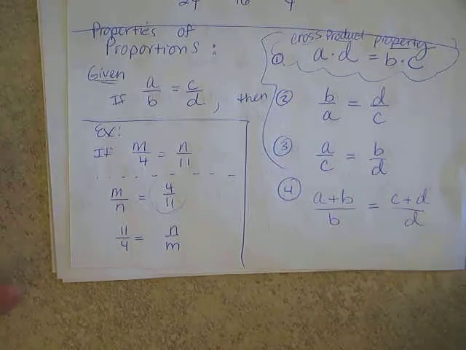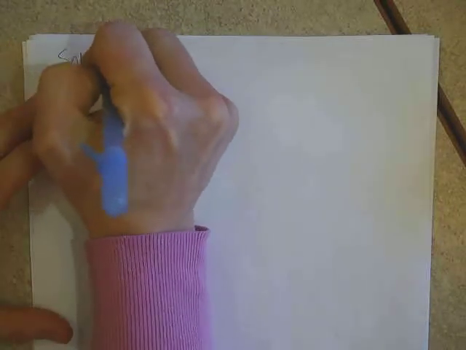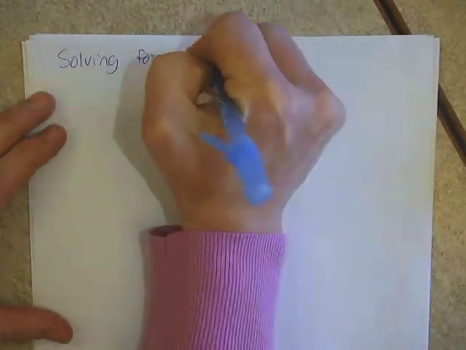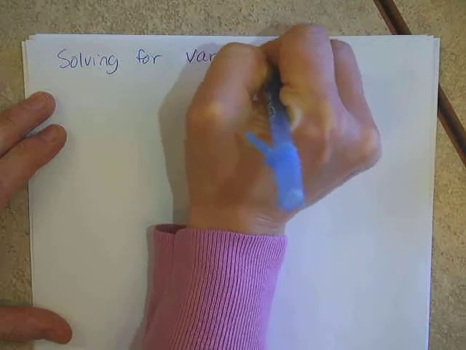All right, so those are the properties. We have two more ideas, and then we'll do just a couple more examples.